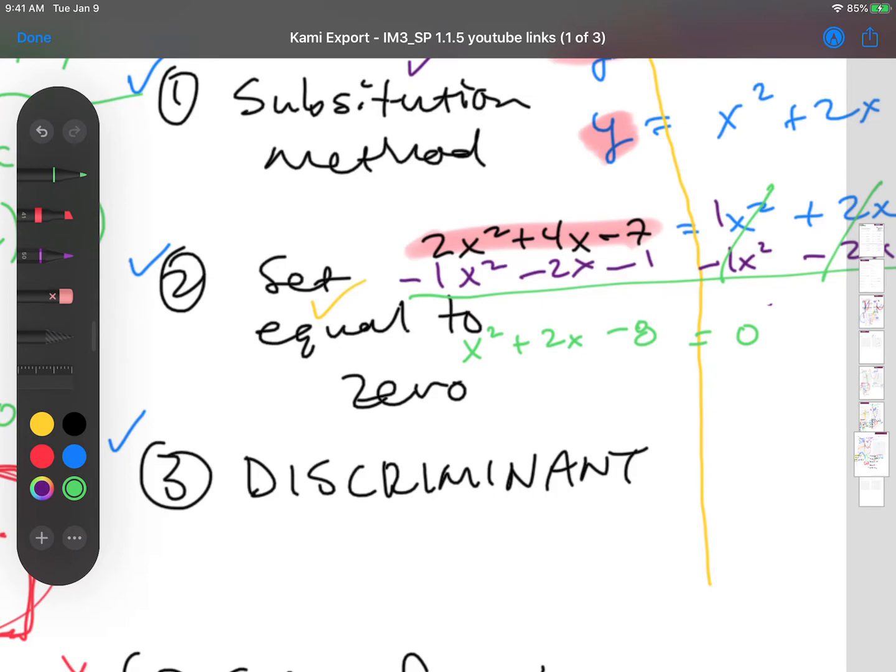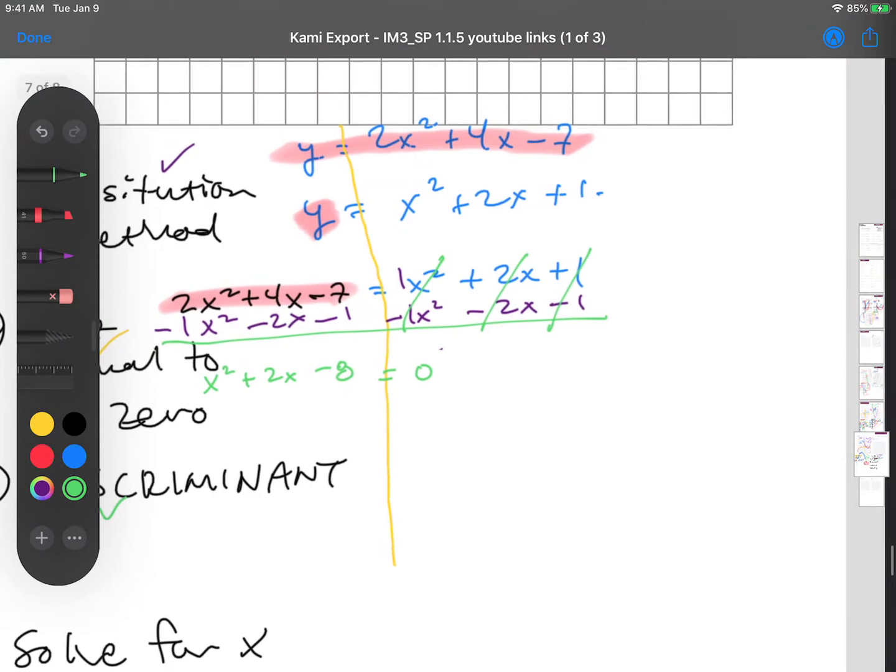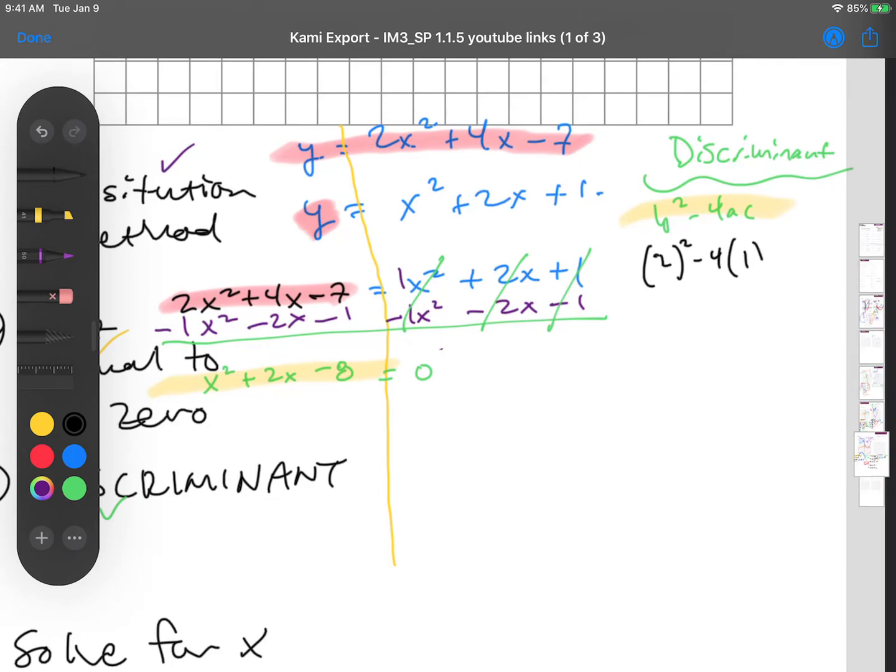What do we do next? Let's test our discriminant. The discriminant comes from the inside of the radical sign in the quadratic formula. And the a, b, and c values I'm getting are from here. So we're just going to substitute that in. My b value is 2, my a value is 1, and my c value is negative 8.